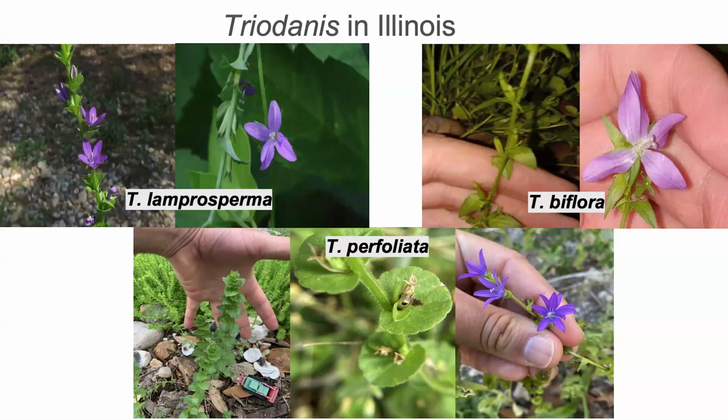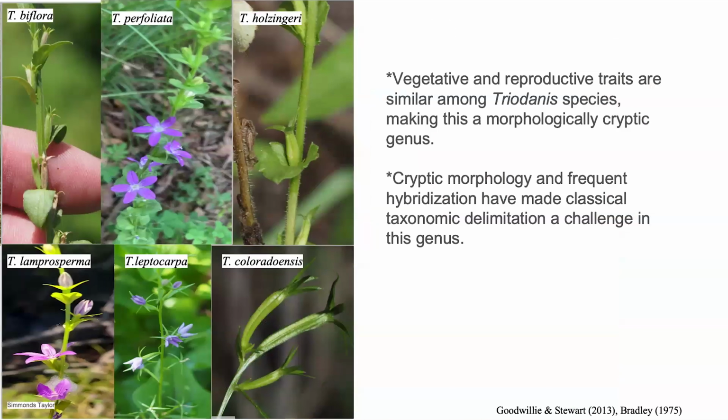And in those areas, we can also find the third Triodanis species. As you can see, the three of them are pretty similar, morphologically speaking. However, we can distinguish them if we look closely at the capsule, which is the fruit, and see the position of the pore. So you can see they look pretty similar, right? We're talking about a genus that is difficult to split. The vegetative and the reproductive traits are very similar, so it's pretty hard to identify. The similar morphology and frequent hybridization are a challenge for taxonomic approaches.